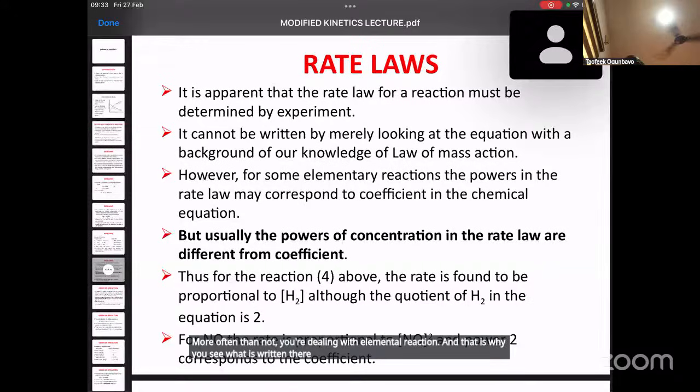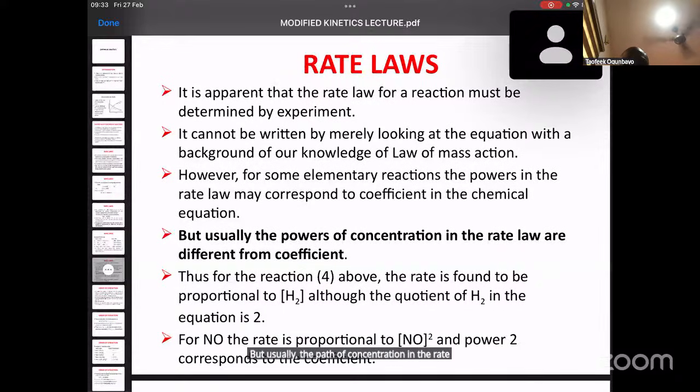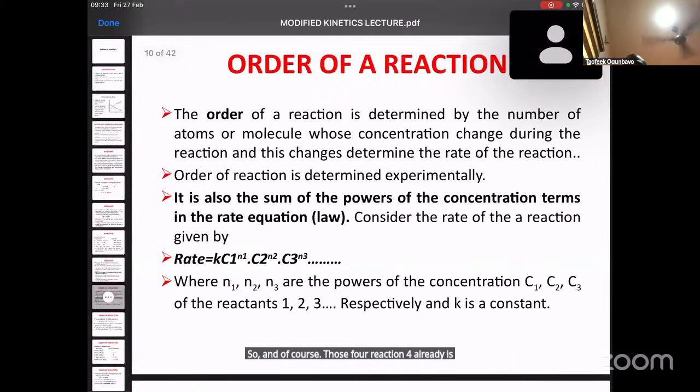However, for some elementary reactions, the powers in the rate law may correspond to coefficients in the chemical equation. But usually, the powers of concentration in the rate law are different from the coefficients. And of course, for reaction 4, I already explained all those.